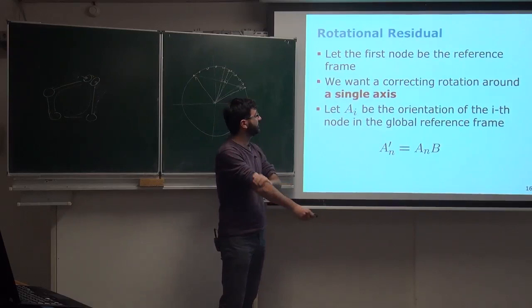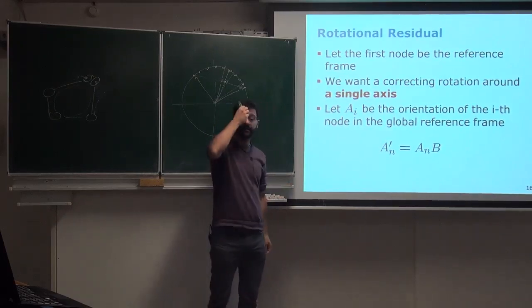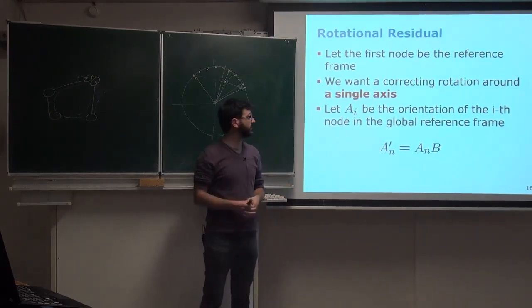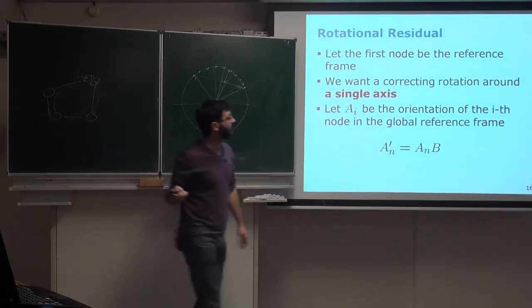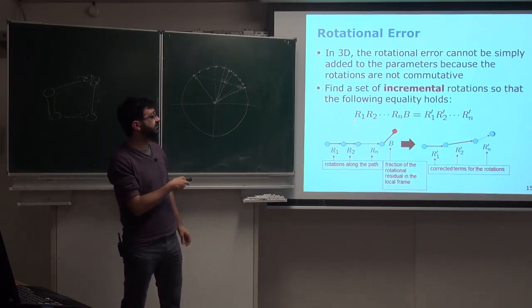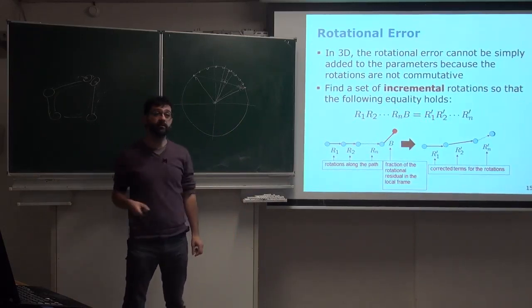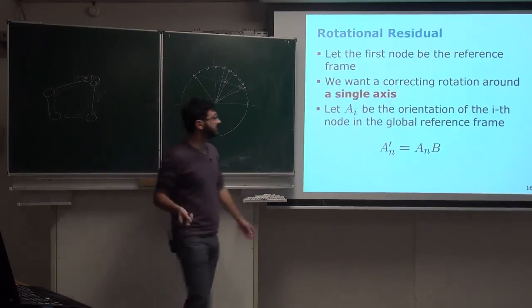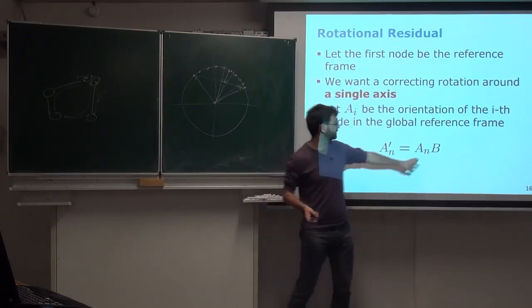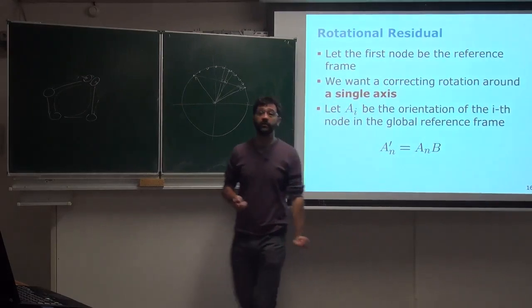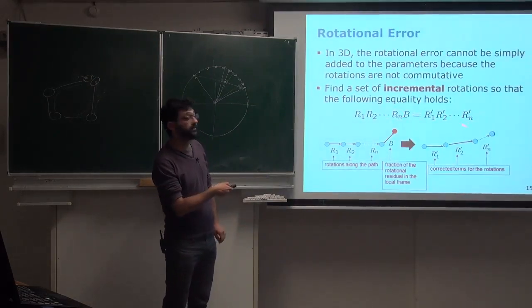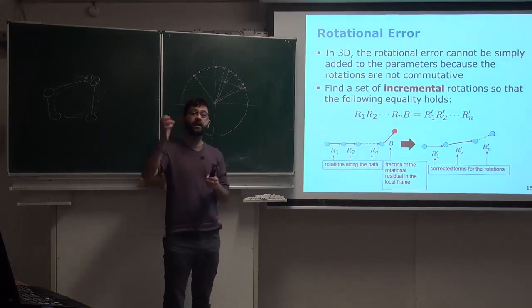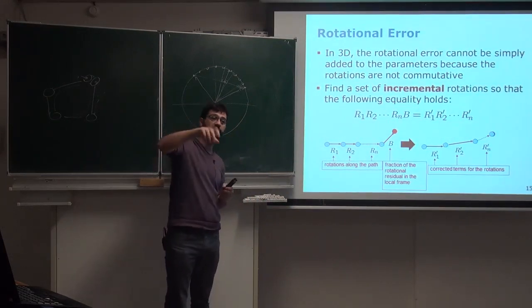Now, we assume that the first one is the reference frame. So imagine now we just have R1, B, and R1'. That's easy. We just say A' is equal to A and B. So we are basically just saying this last part is equal to this. And now we have to say how much of the error we have to transport back.